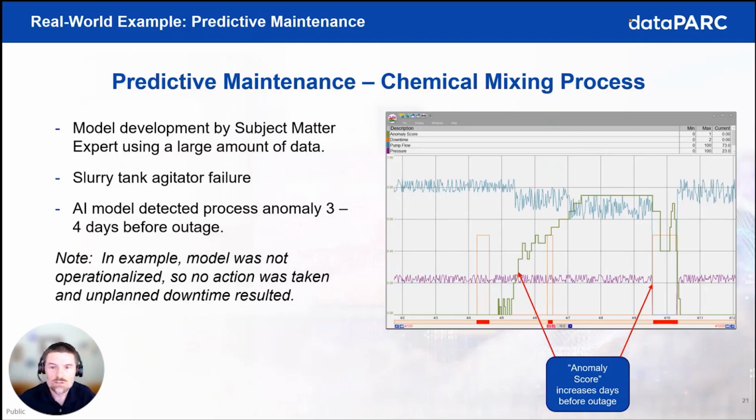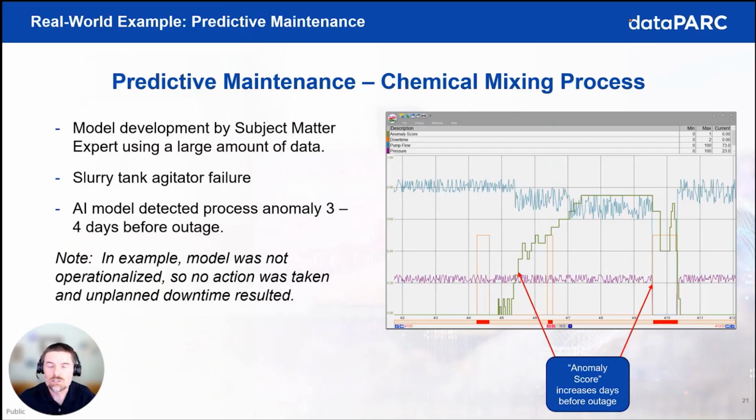And you can see here on this trend that the anomaly score is in green, and it did start to increase on about April 5th on that time scale there. And what was happening here, unbeknownst to the operators, was that the agitator on that slurry tank had failed. The motor had tripped out. And this was just a local start-stop out in the field.